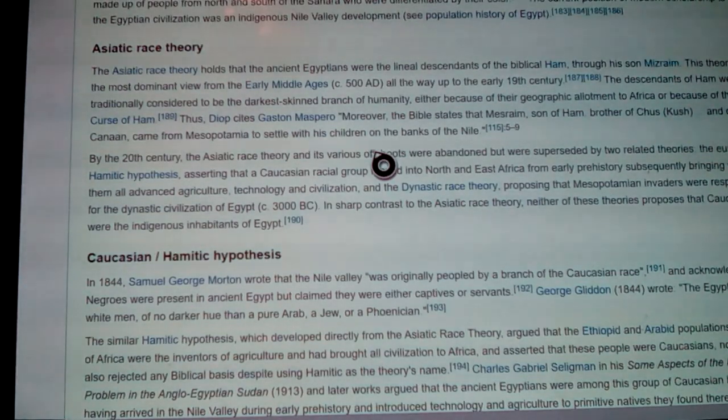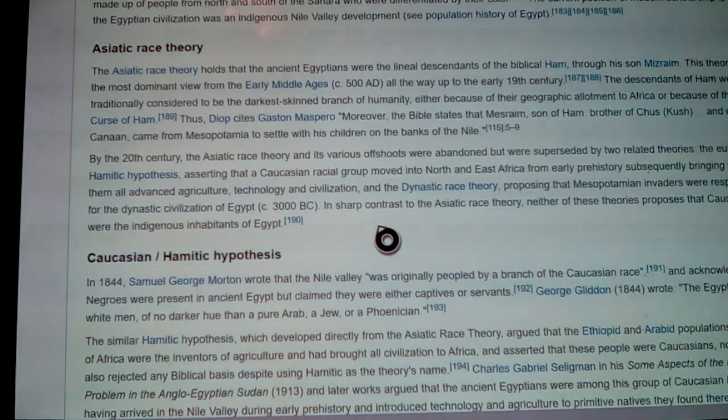By the 20th century, the Asiatic race theory and its variation offshoots were abandoned, but were superseded by two related theories: the Eurocentric Hamitic hypothesis, asserting that a Caucasian racial group moved into North and East Africa from early prehistory, subsequently bringing with them all advanced agriculture, technology, and civilization, and the dynastic race theory. By the way, part one seems pretty accurate. Dynastic race theory proposes that Mesopotamian invaders were responsible for the dynastic civilization of Egypt at 3000 BC, in sharp contrast to the Asiatic race theory.